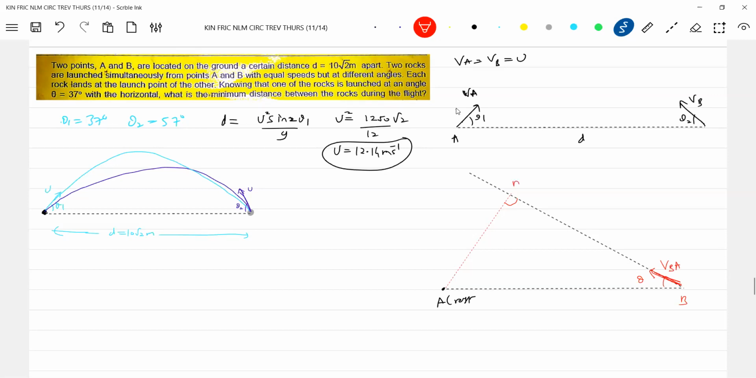I think usually this is A, B. Let me call this M. This is that minimum distance. Somehow we should calculate this theta. And we can also calculate the time taken, at t equals 0, at what time the separation between them will be minimum. So for that, we'll go for VBA equal to VB bar minus VA bar.